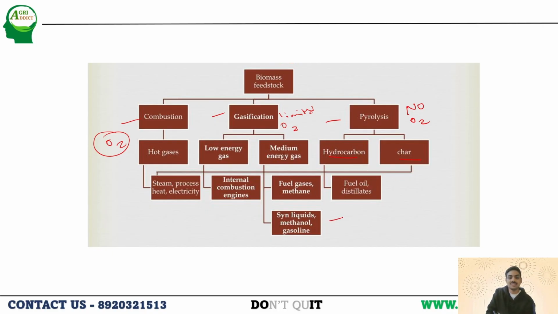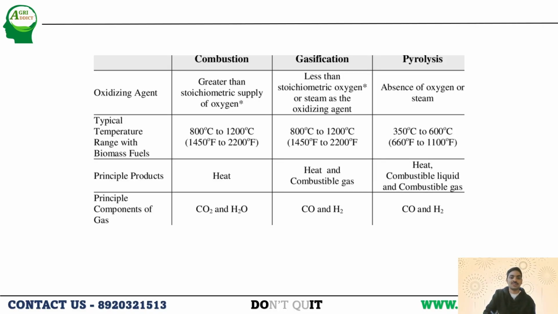See here, syngas is generated from the gasification process, and methane is generated from the gasification. This is what you should remember here. It is the syn liquids generated from the gasification. Next, this is what I have explained so far, but from an exam point of view, you should remember the principal products obtained and the components obtained from combustion, gasification, and pyrolysis respectively. Here a higher amount of oxygen is used, here it is limited, here absent. The temperature range is mentioned. Please keep a note of how high or low the temperature is.